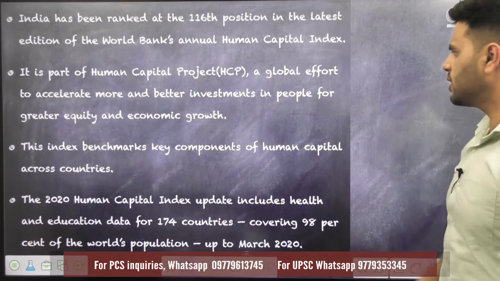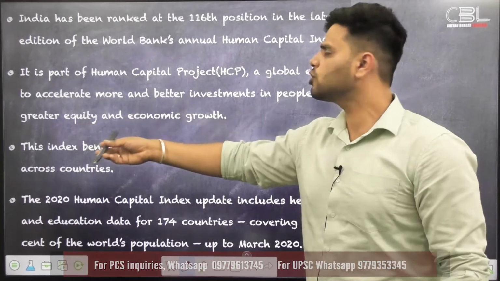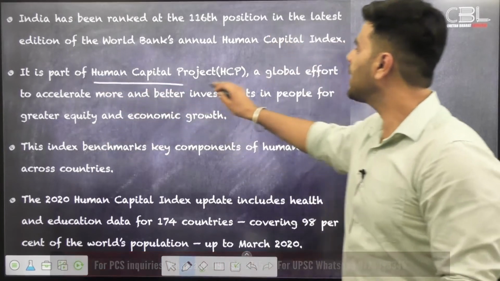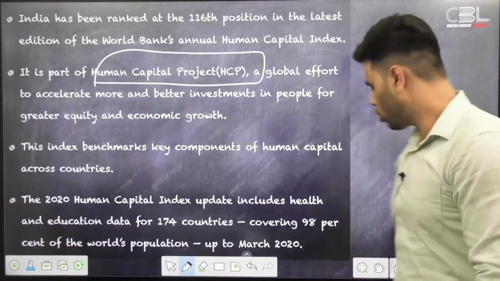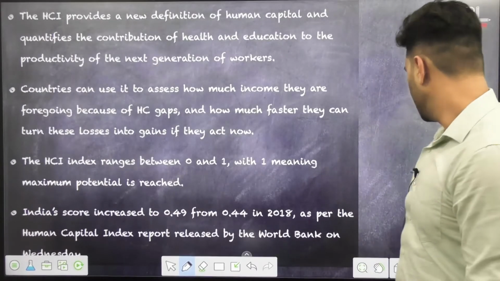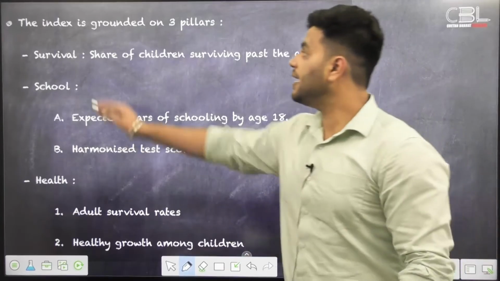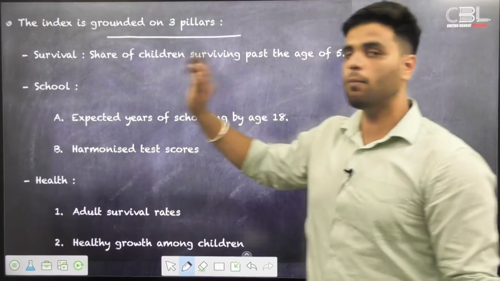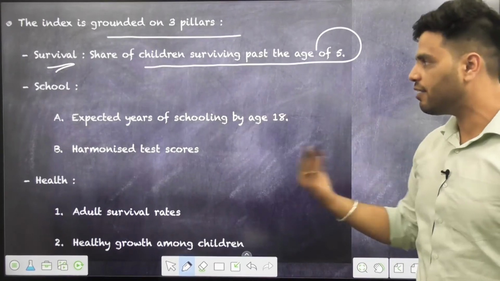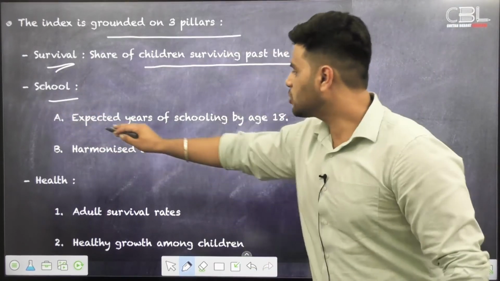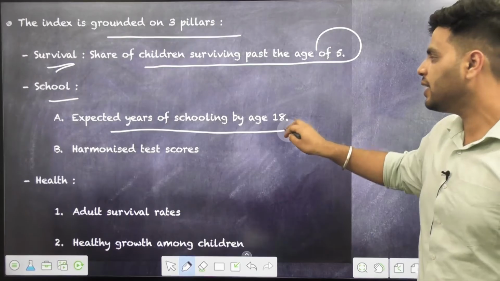Yeah, so all this information, this human capital index is also a part of World Bank's human capital project. Okay, all that relevant information would be provided in your notes itself. Okay, now let's take a look at indicators. The index is grounded on 3 pillars. Number 1, survival. Share of children surviving past the age of 5. Then schooling. Expected years of schooling by the age of 18.